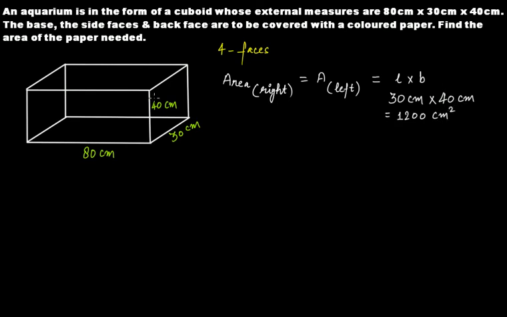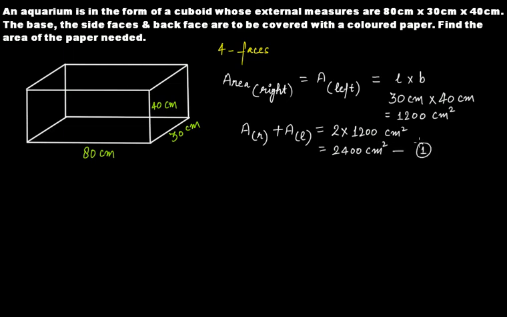Now this is the area of the right face and the area of the left face. If we add them together, the area of this face plus the area of this face, it will give us area of right plus area of left face is equal to 2 times 1200 centimeter squared. That is 2400 centimeter squared. So this is 1.